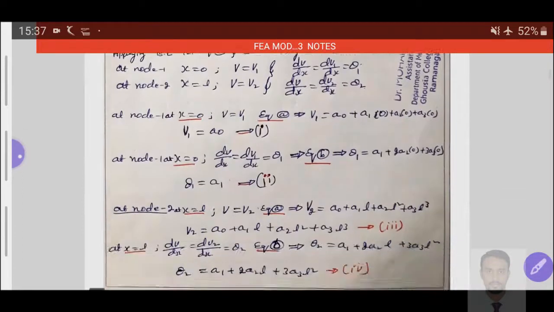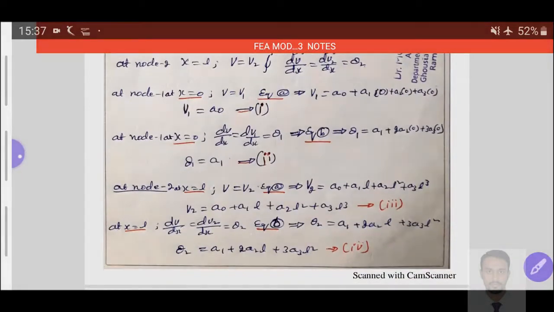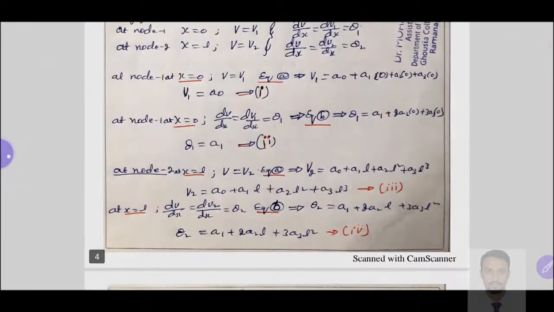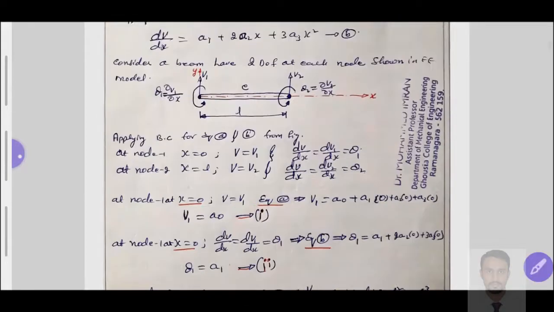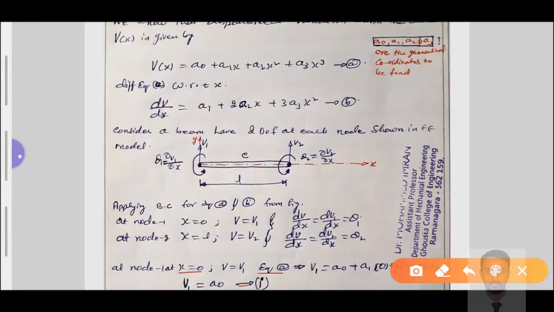We need to find these first, then we'll get an equation in terms of the actual parameters. At node number 1, x is equal to 0, v becomes v1, so equation number a becomes: with x equal to 0, all the other terms become 0, and v becomes v1, so v1 is equal to a0.